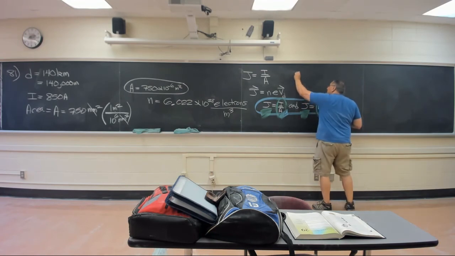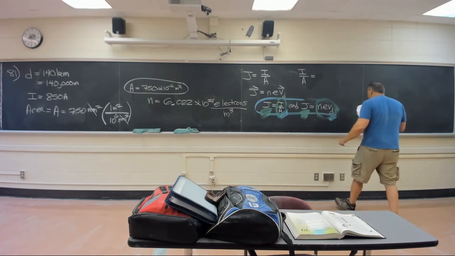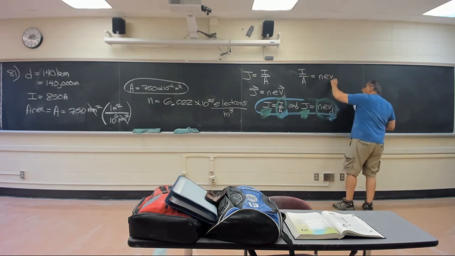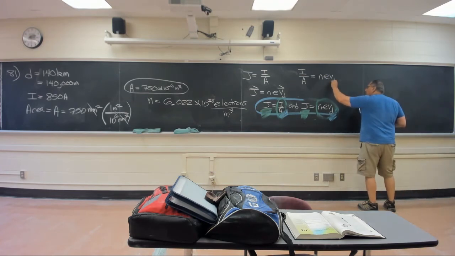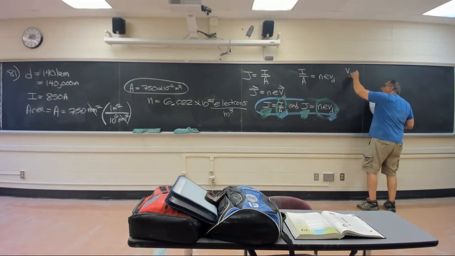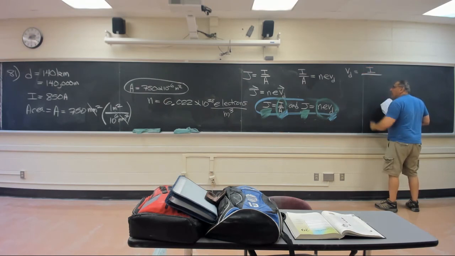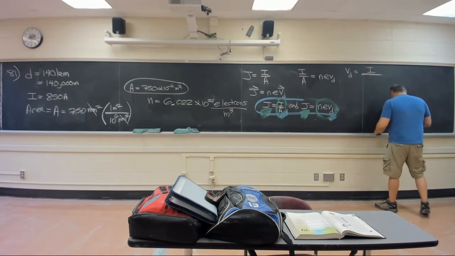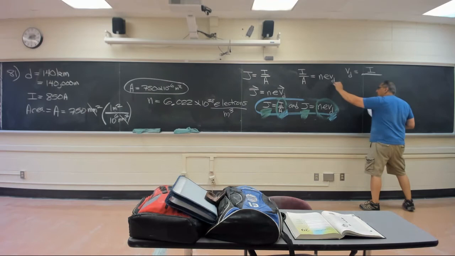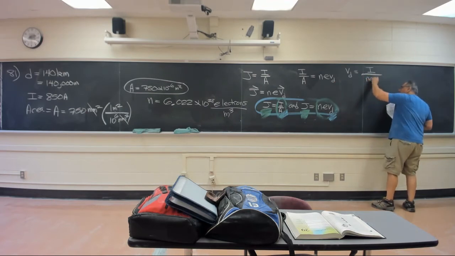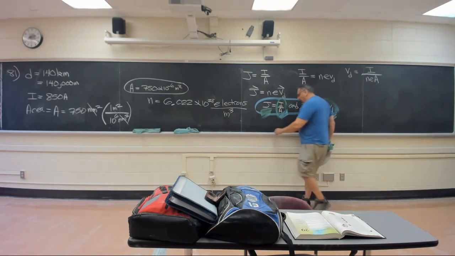So we got I over A equals n e v sub d. Solve for v sub d: divide by n e on each side, and v sub d equals I over n e A. That's it. That's maybe the hardest part of the whole problem.